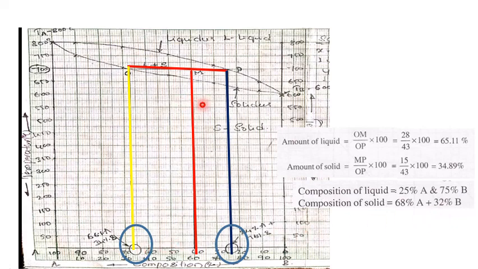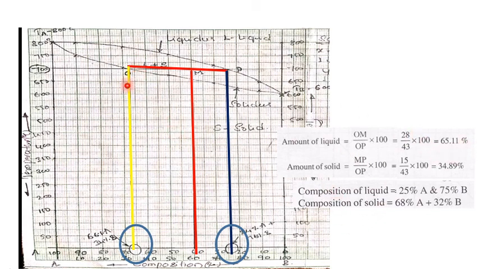Now to know the amount of liquid, stand on the liquidus line at P. At P, the formula will be OM divided by OP, that is the length of the opposite arm divided by the overall length. So if you count, you are going to get 28 divided by 43, that is the total amount. You are going to get 65.11.